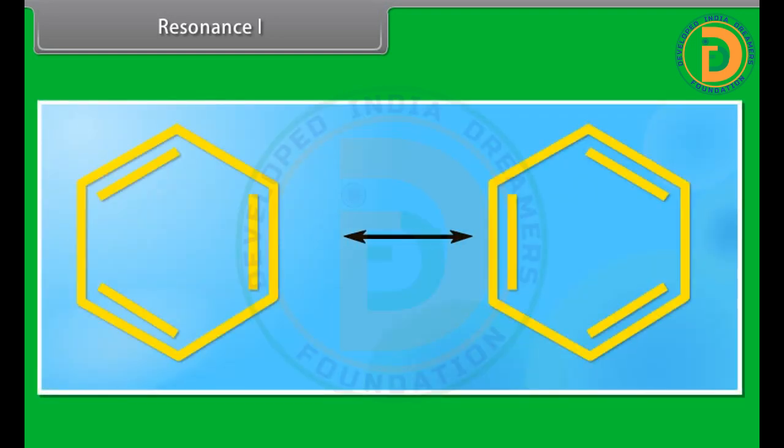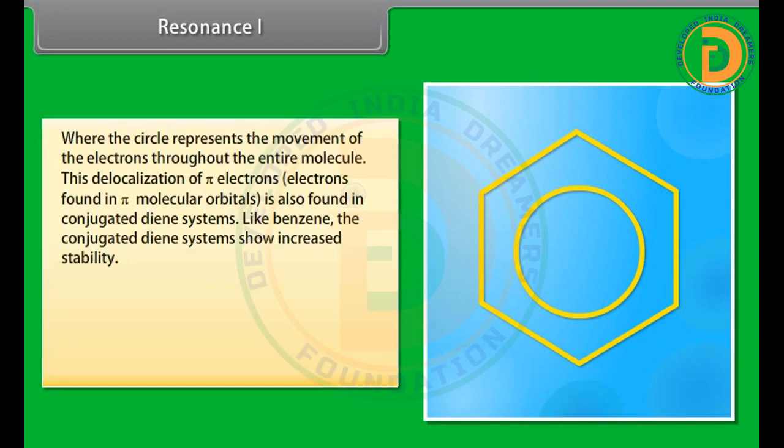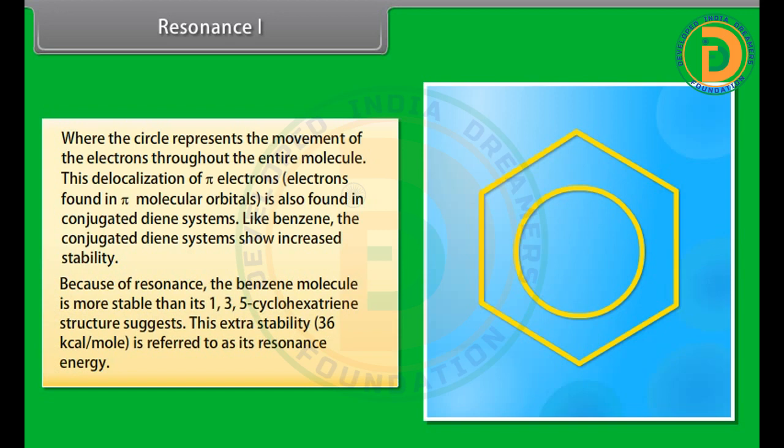The two Kekulé structures that can be drawn from the benzene molecule are actually two resonance structures. The hybrid of these structures would be drawn as this, where the circle represents the movement of the electrons throughout the entire molecule. This delocalization of pi electrons, found in pi molecular orbitals, is also found in conjugated diene systems. Like benzene, the conjugated diene systems show increased stability. Because of resonance, the benzene molecule is more stable than its 1,3,5-cyclohexatriene structure suggests. This extra stability, 36 kilocalories per mole, is referred to as its resonance energy.